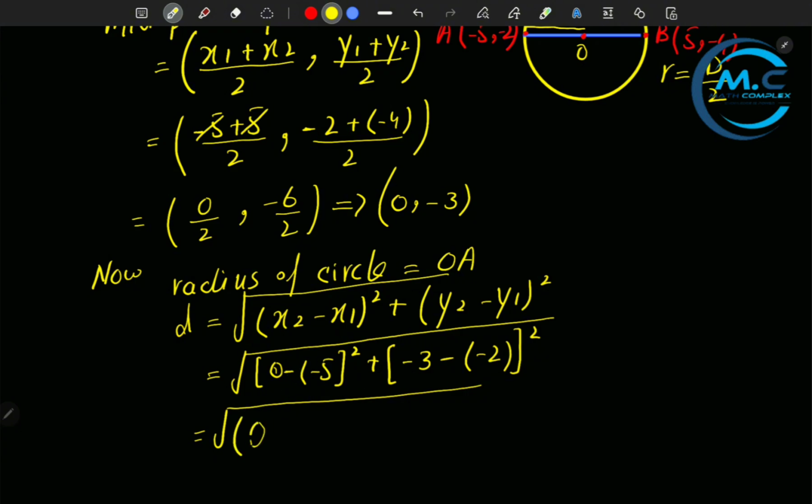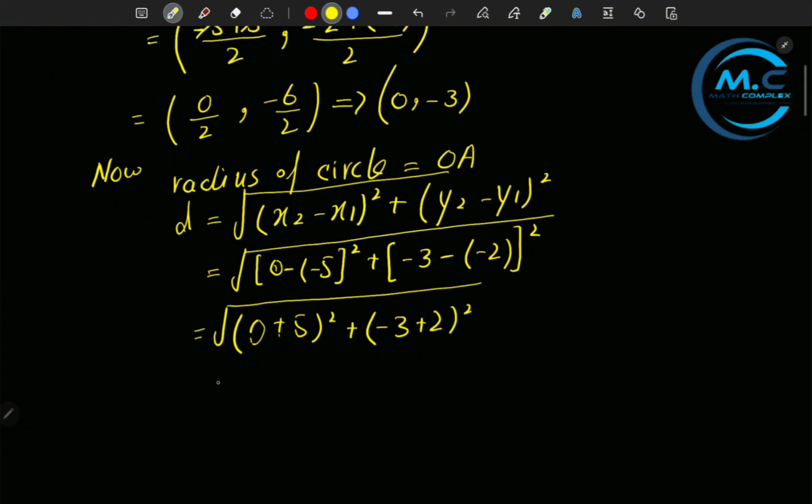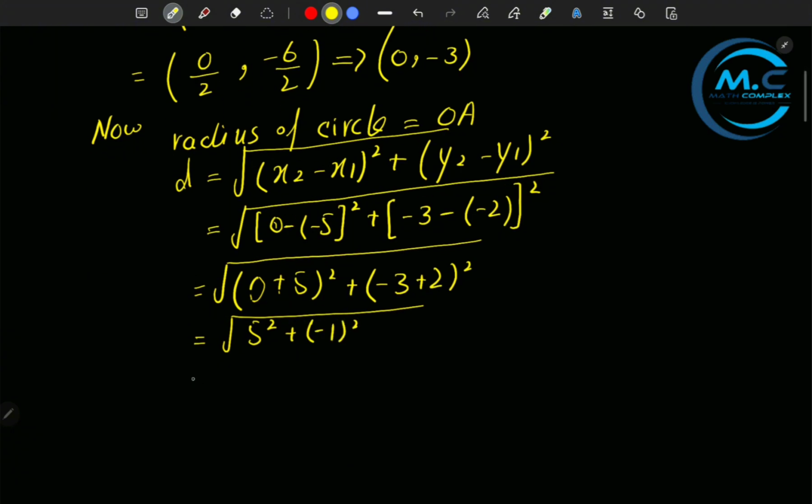Minus minus will be equal to plus. -3 minus and minus will be equal to plus, 2 whole square. This will become 5 square plus -1 square. The square of 5 will be equal to 25 and the square of -1 will be equal to +1. This will be 26.